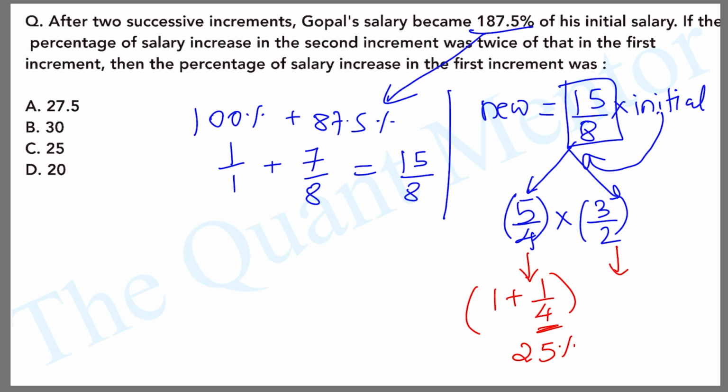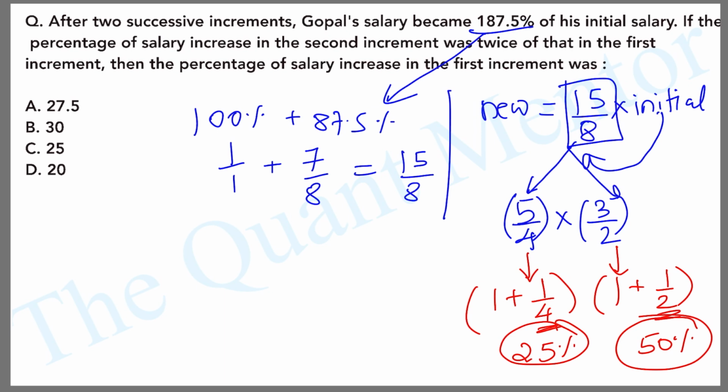Similarly, when the second increment is calculated, the new salary of Gopal will be 3 by 2 times the previous. 3 by 2 is basically 1 plus 1 by 2, and 1 by 2 is 50%. So as you can see, initial increment was 25% and the second increment was 50%. Double, right? Thereby the answer is first increment is 25%. This is a very quick way of getting the answer. If you can manipulate or if you can just observe the fractions here, that's how we solve the question. Answer is option C, 25%.